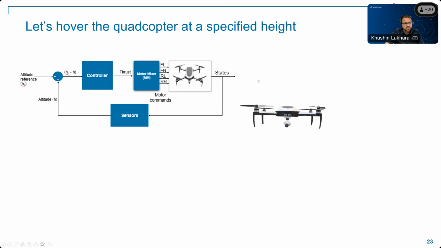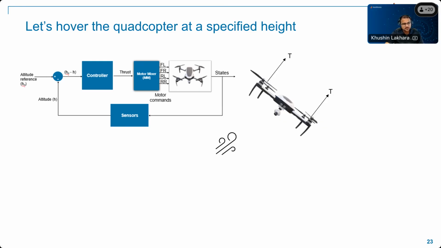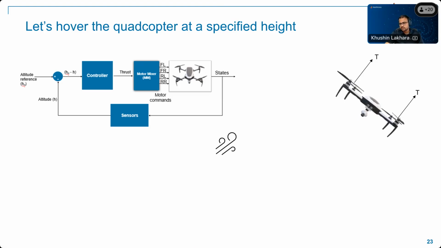But this is a very simple case. Let's consider a case where a gust came. In the case of a gust, what will happen? Will it stay at its original location? No, it will tilt. The gust can tilt it, and because of the tilt it's now in a rolling motion, and because of the rolling state, it will move to a new location. Now if you see, it has moved to the new location. We need some mechanism to make it stable and bring it back to its original position.